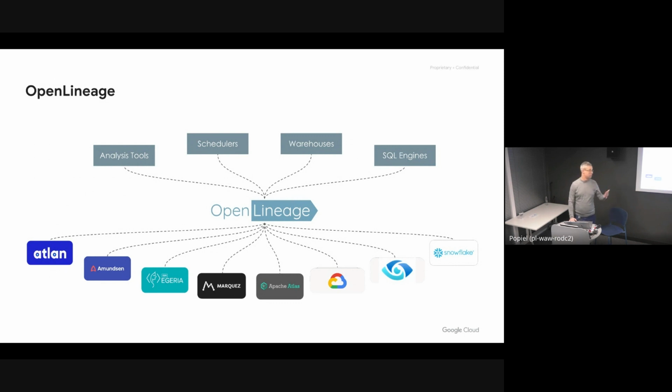So on the upper side, you basically have those SQL engines, you have orchestration tools, etc. And at the bottom, you have tools like Atlan Data Catalog sort of tooling and others. And you also see Google's logo here, since we recently just started adopting OpenLineage as well.